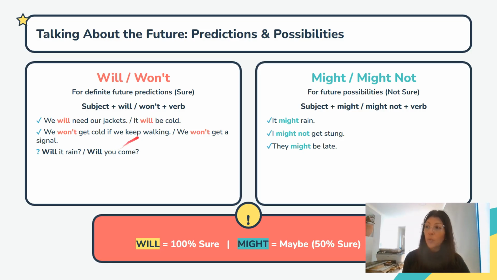And then we can use might or might not for possibilities, but we are not sure about that. For example, it might rain. I might not get stung by a bee. Here we use the subject, might or might not. Bear in mind that might not cannot be contracted. They are always separate. Will is for a prediction that we are 100% sure, and might we are 50% sure. It's a possibility.